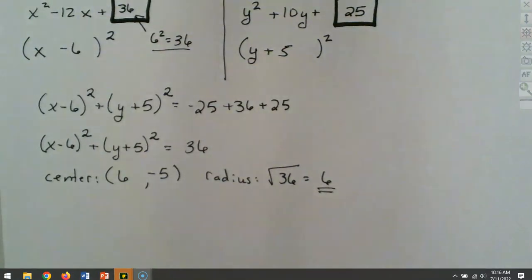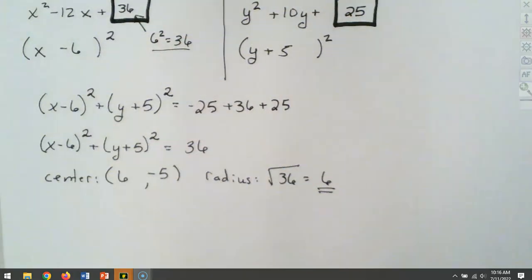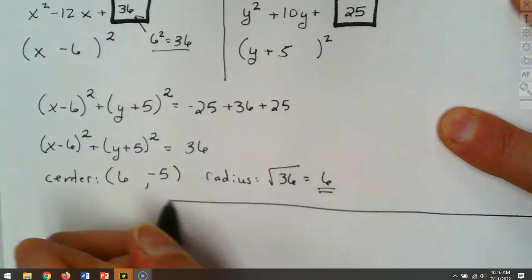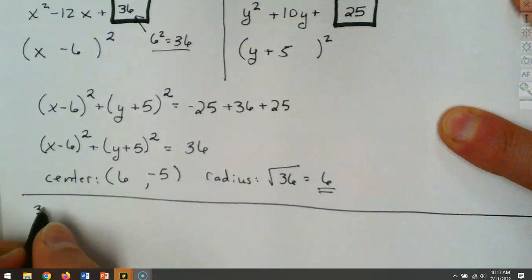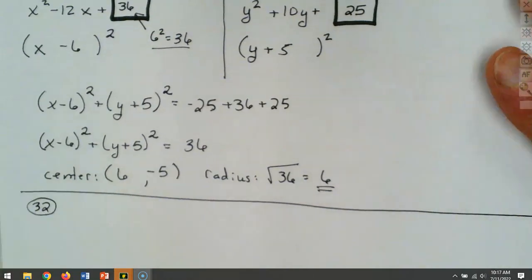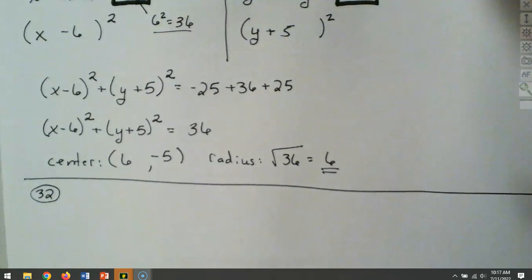In some cases, you may have to divide it out. If you have a number in front of the x squared and the y squared, and it'll be the same number, in that case you're going to have to divide it out. So let's look at, how about question 32? This one's going to make us divide it out. So it has one extra step.